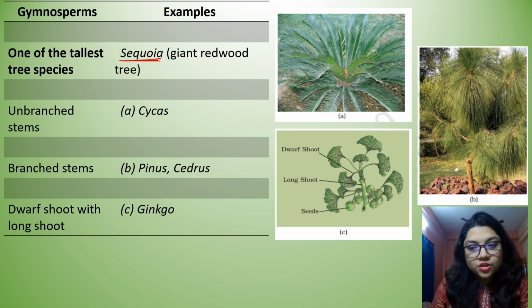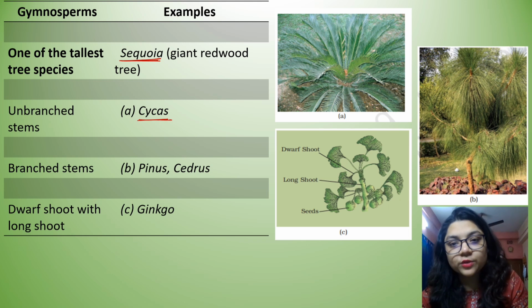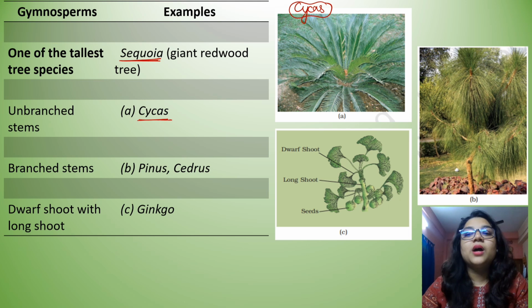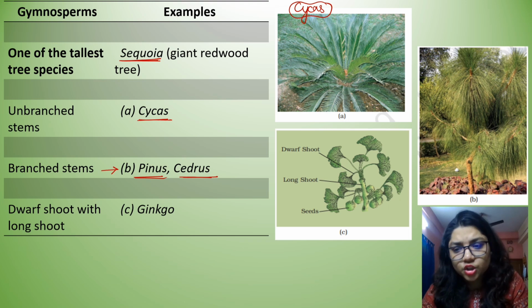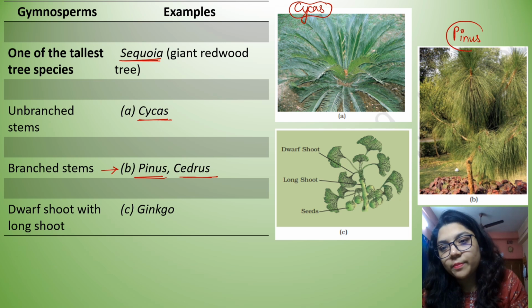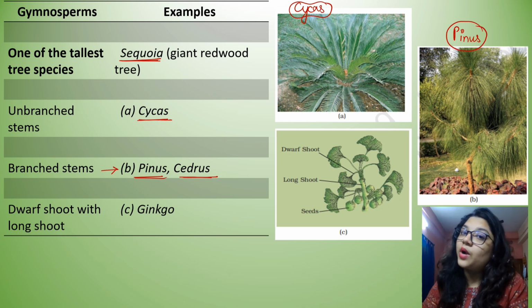Then unbranched stems are present in Cycas. So if you look into the diagram carefully, ye first one is your Cycas. Okay, Cycas has ekdam unbranched stem. Then branched stems are present in Pinus and Cedrus, जो आपको यहाँ पे B में मिलेगा, right? So B is your Pinus, B1 is your Pinus, right? Where there are branched stems.